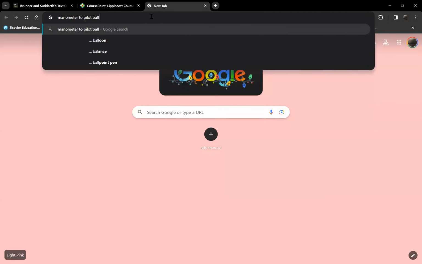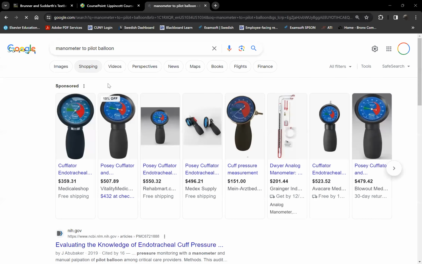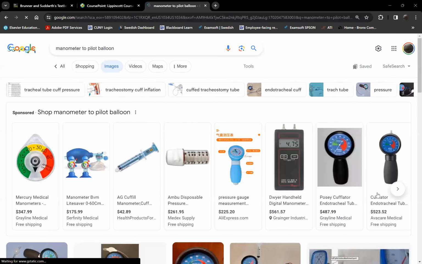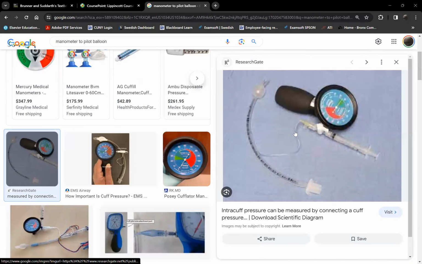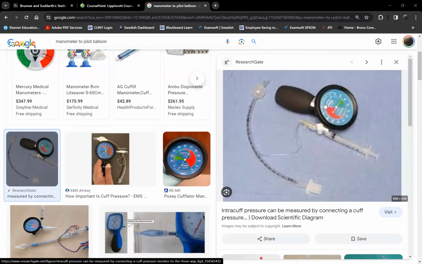Show you a picture. So this is the manometer. You'll see the manometer in a little tote bag hanging on the ventilator. There's always one required. This is the pilot balloon I was talking about. This is the cuff, which is inside the patient's neck. And this is the end of the tube, right? So here's the pilot balloon. It's hanging out on the side at the mouth.